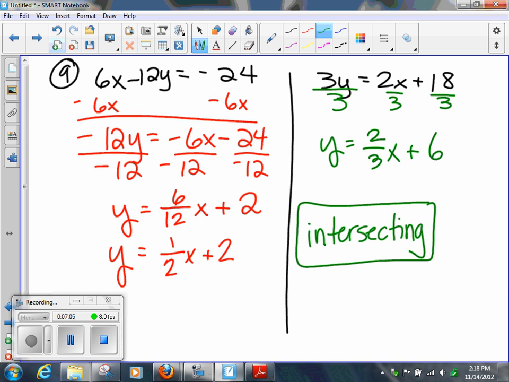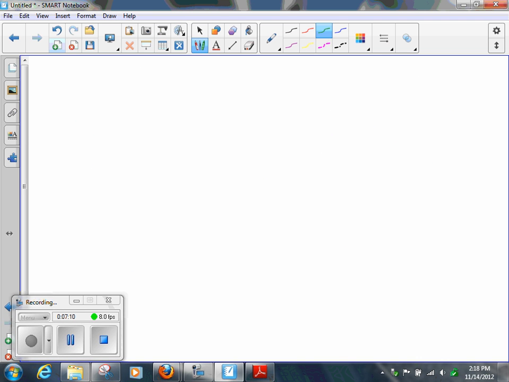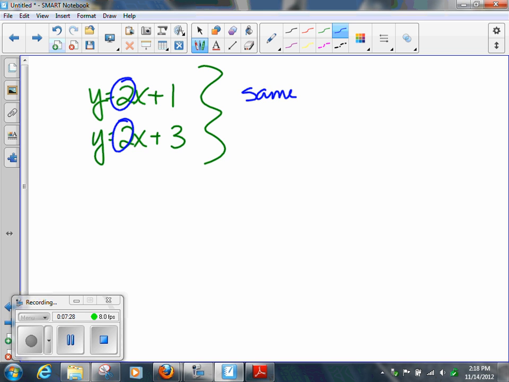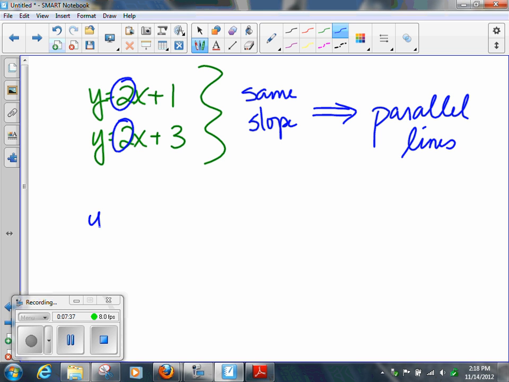The only two things that we have to follow is if you have 2x plus 1 and 2x plus 3. Those lines, what do they have in common, folks? How do you know? Because of my m, same slope. That's what they have in common. And you already said they're parallel lines.